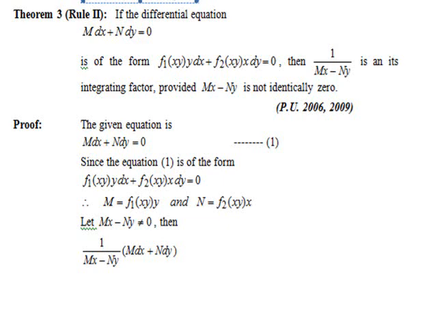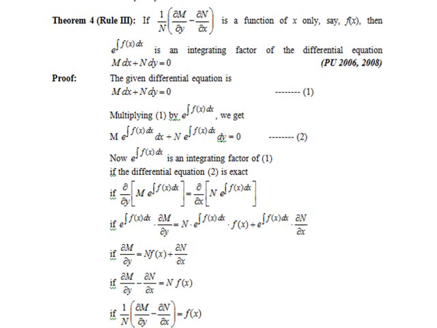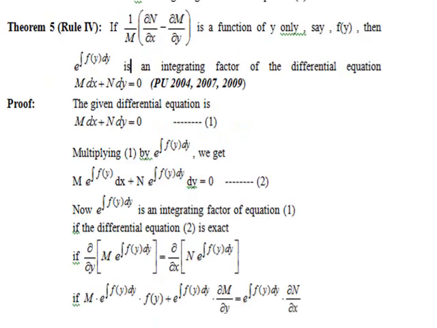In a similar manner, rule number three: if 1 upon N times del M by del y minus del N by del x is a function of x only, in such a case e raised to the integral of f(x) dx is the integrating factor of the differential equation. Moreover, if 1 upon M times del N by del x minus del M by del y is a function of y only, in such a case we use e raised to the integral of f(y) dy as the integrating factor of the given differential equation.